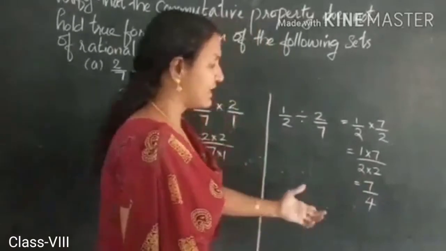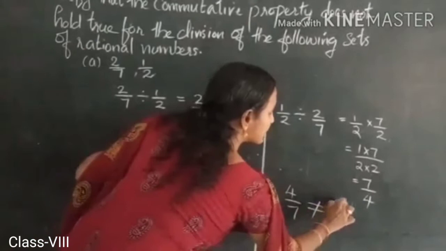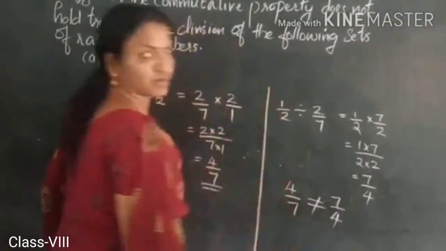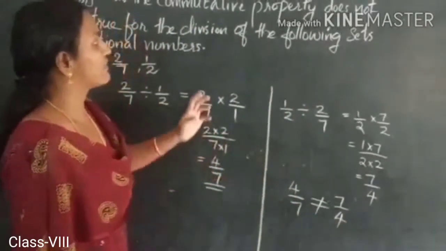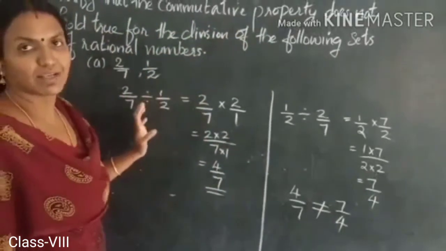So they are different. Okay. So 4 by 7 not equal to 7 by 4. Therefore, the commutative property does not hold true for the division of rational numbers.